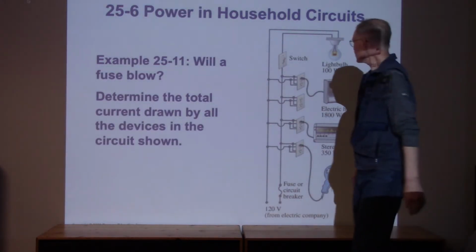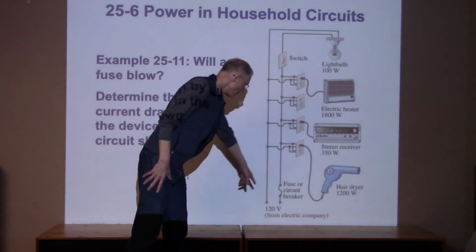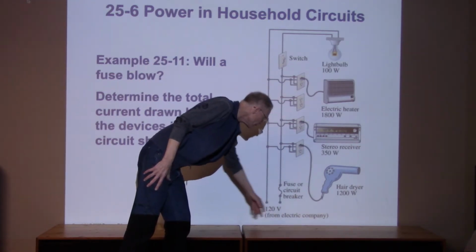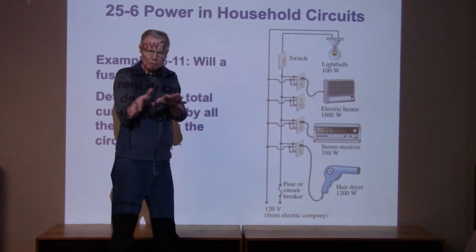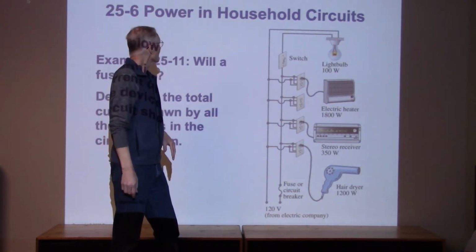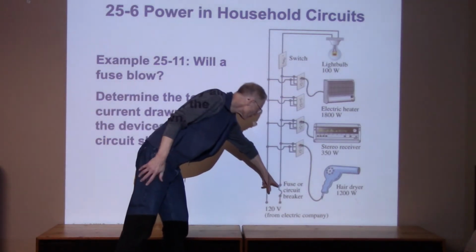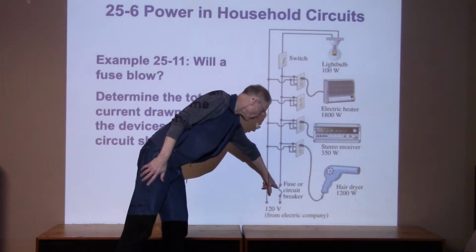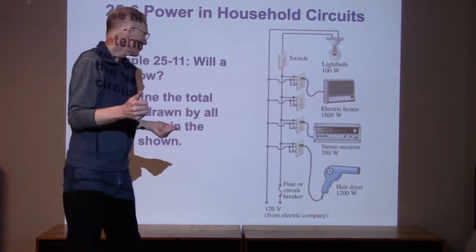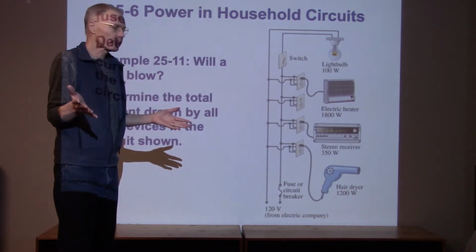All right, and here's how circuits are set up in a house. So this says from electric company, but let's say this is our electric box outside, and we have these different circuits from the electric box kind of branching out to different parts of the apartment or the home or whatever. We have a circuit breaker here which will fail. If the current gets too high, the circuit breaker will open up and stop current from running through the wires.